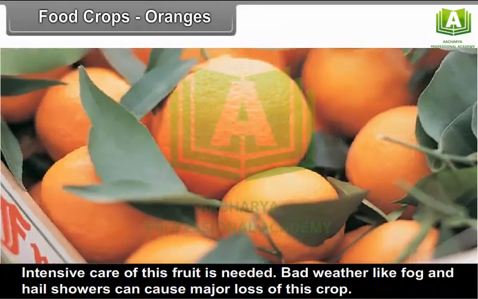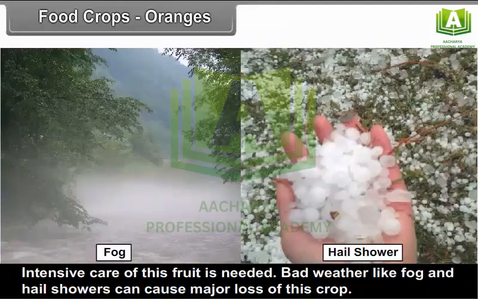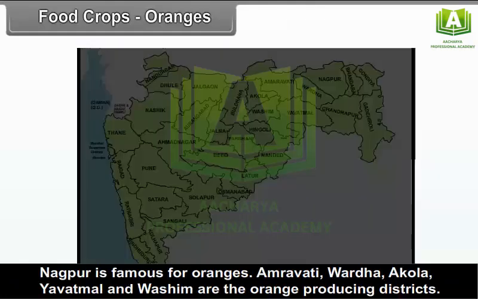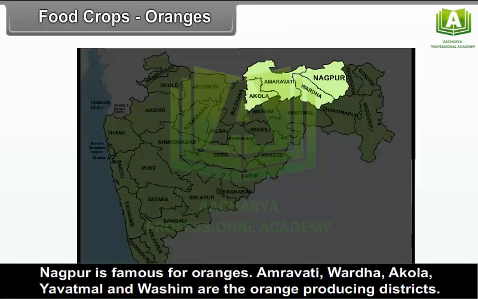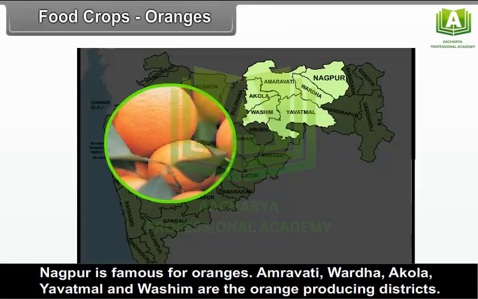Intensive care for this fruit is needed. Bad weather like fog and hail showers can cause major loss of this crop. Nagpur is famous for oranges. Amravati, Wardha, Akola, Yavatmal and Washim are the orange producing districts.